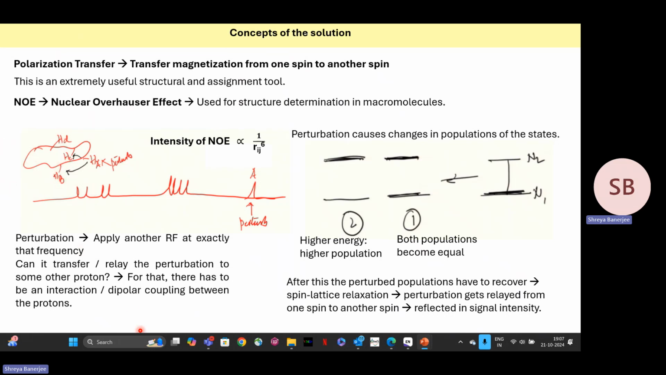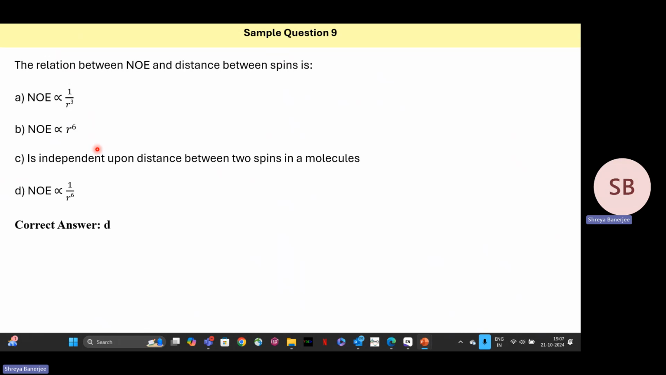So this happens by dipolar coupling between the protons. Using this, you can find out which spins are close to each other in space. And the intensity of the NOE is directly proportional to 1 by r to the power 6, where r is the distance between the spins for which we are observing the NOE peak. So if we look at the options, the correct answer is D. That is, NOE is directly proportional to 1 by r to the power 6.